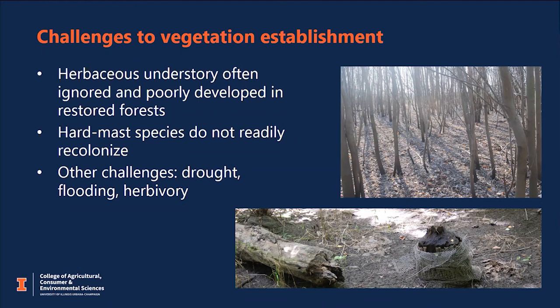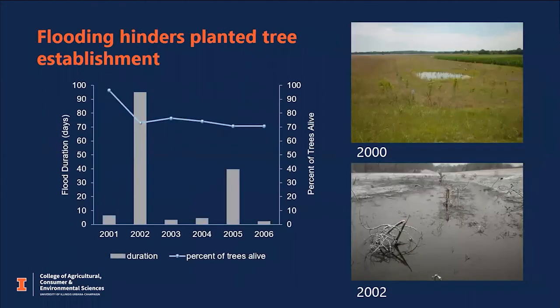Like I mentioned previously, these hard mast tree species don't readily recolonize on their own. One trade-off with planting light-seeded species and faster growing species instead is that they do tend to create very dense and shaded conditions, which can then even further prevent the establishment of any hard mast species that are interplanted among them. And so at some point it may be necessary to go in and continually thin out some of these stands of the faster growing species to allow gaps of light where these hard mast species can colonize. Other challenges include drought, flooding, and herbivory, particularly deer and rodents are a problem for reestablishing trees. And flooding is another major hindrance for initially establishing planted trees.